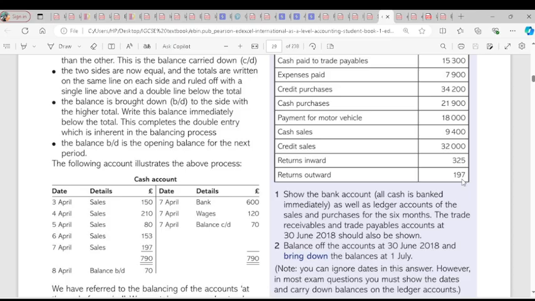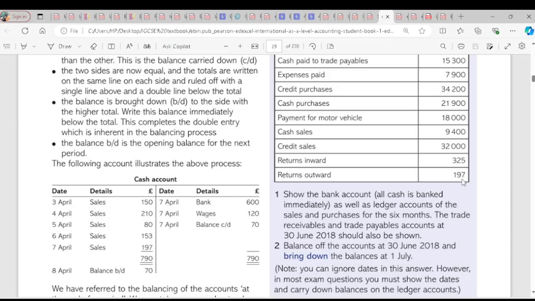Revenue is going to have a credit entry. The total credit entry on the revenue is 41,000, sorry, 41,400. On the debit side, we're going to have it as 41,400. If your entry is on the debit side, your balance will be on the credit side. If your entry is on the debit side, your balance carried down will be on the credit side.